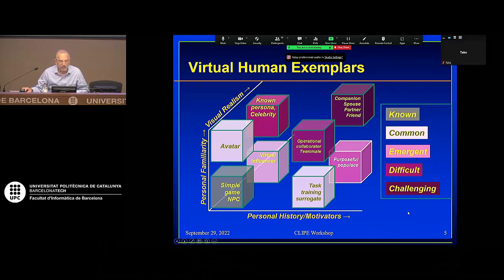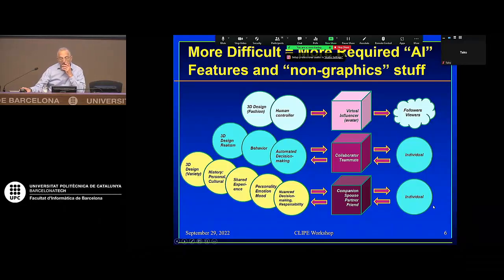Ultimately, it's about building models of communities. Another way to look at this without belaboring the graphics too much is, the virtual influencer just has to project out to an audience, whereas collaborators, teammates, even NPCs to some extent, and these other more challenging individuals, we know require a lot of techniques that are not well established in the community.